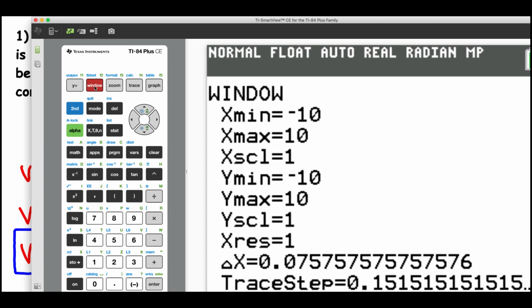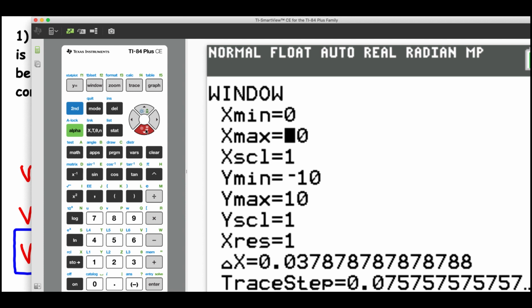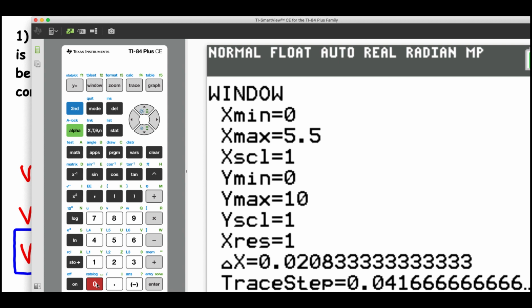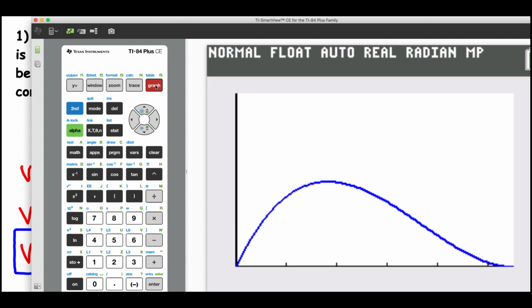X, okay, we know we have to cut something off, so we make the x min 0. The x max is 5.5 because you can't go that big. X scale, Y scale, I never change those. Y in this case is the volume. We're not going to have anything less than 0. Let's make the volume bigger. Instead of 10, let's make it 200. I might have to play around to make it bigger. Let's see. Oh, that was good. All right. There's the max.